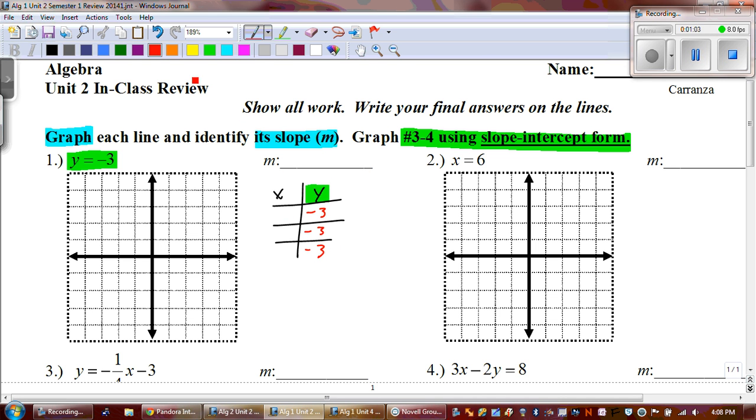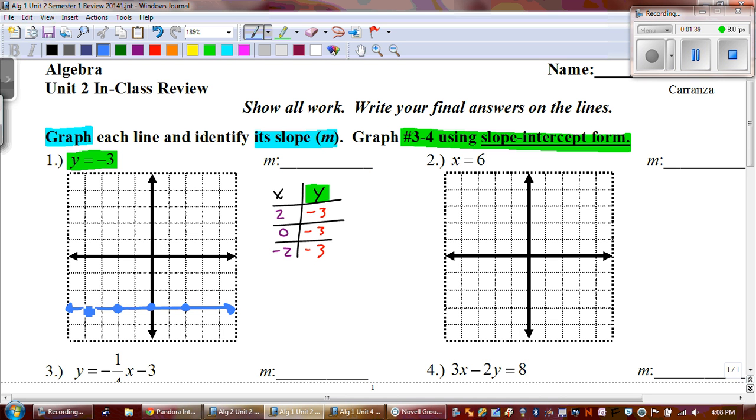I'm just going to pick a positive, a 0, and a negative, okay? And now let's graph. So our first point is 2, -3. So I go over 2, down to -3. My next numbers are 0, -3, and -2, -3. So now that I've got my points, I can graph the line.